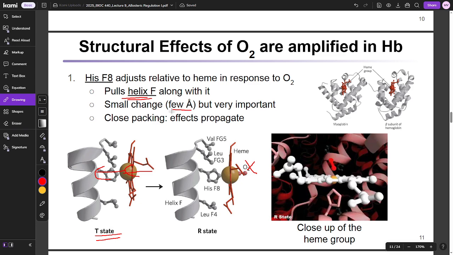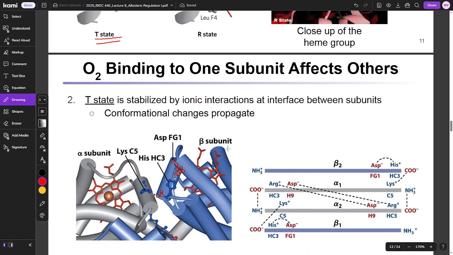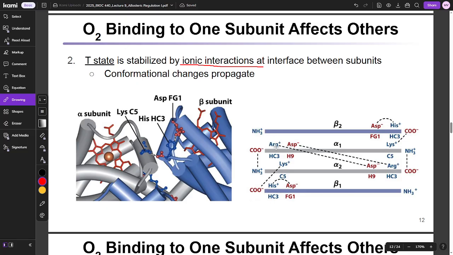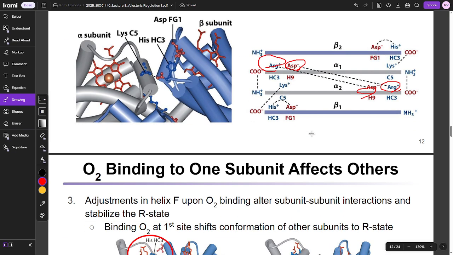It's a very small change, but you think of it like a machine. If you change one thing, a lot of other things change. So this small change actually causes a lot of downstream effects in the protein that completely changes the structure of the protein. And the T state is actually stabilized, otherwise it would never occur, by ionic interactions between subunits. So here are some examples: there's an arginine here to aspartate here, and an aspartate to an arginine. So the T state is stabilized by interactions, otherwise it would never occur in the first place.